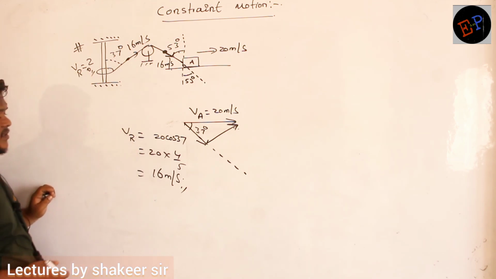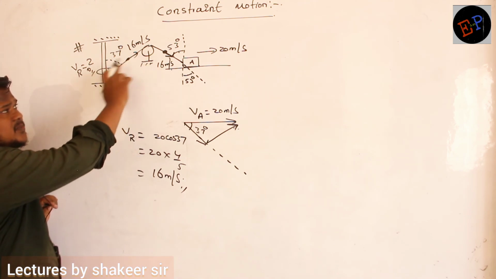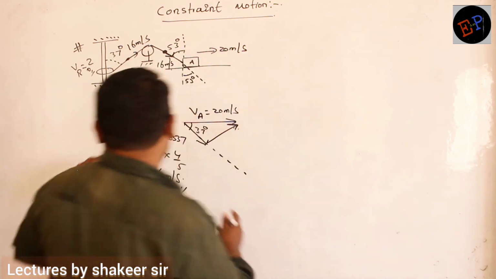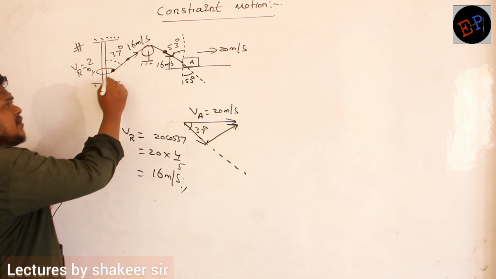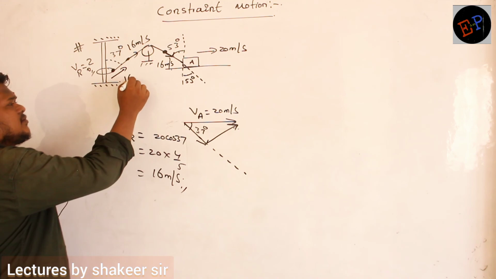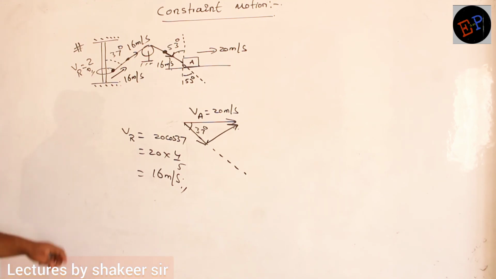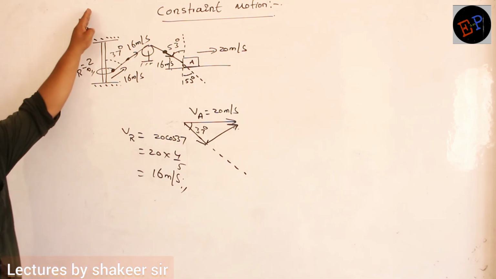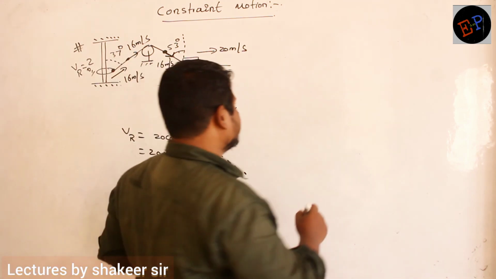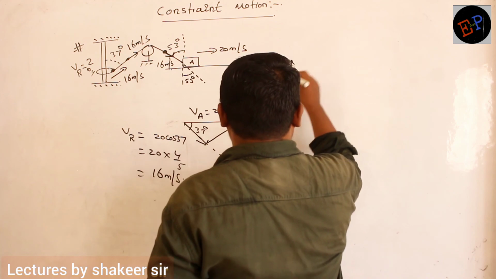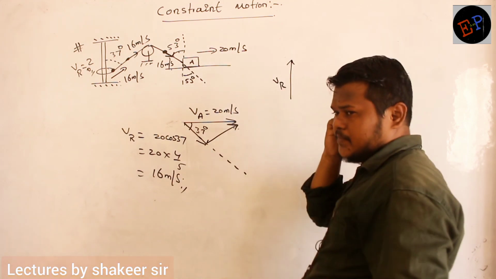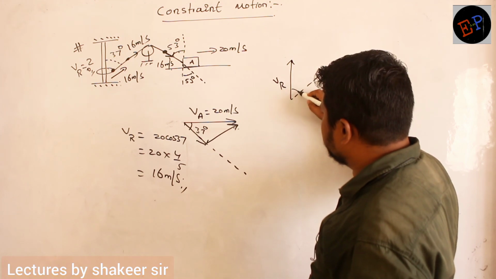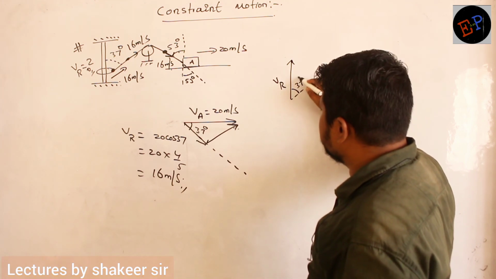So rope velocity is how much? Rope velocity is 16. Now see, therefore this point will also have a speed of 16 only, 16 meter per second. But the ring will move in which direction? Ring will move in this direction. So take the velocity of the ring. So this is the velocity of the ring. But the rope is in which direction? Rope is in this direction, which is making an angle of 37 degrees.